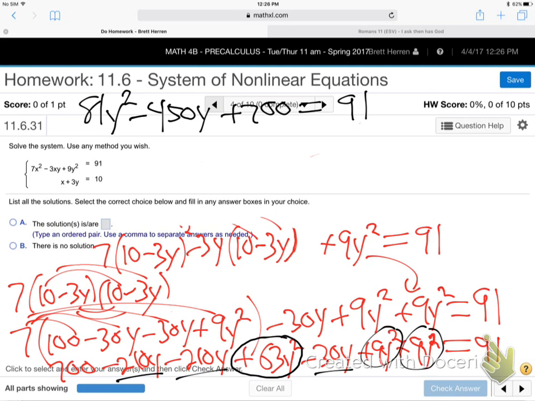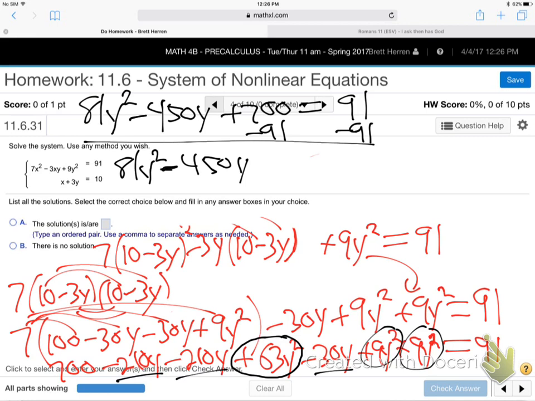Now we have to get a 0 on the right side, huh? Get a 0. So subtract the 91 from both sides. 81y squared minus 450y. Like that. And that's what? Plus 600, 609? Is that what it is? 609. That's ugly. Makes you wonder if you're even on track, huh? Even 9 does. No, just 3. Yeah, 9 doesn't go into 609. Yeah, you can tell there's a trick.